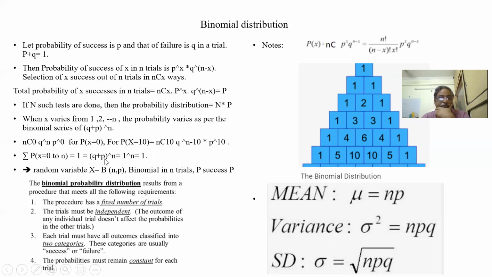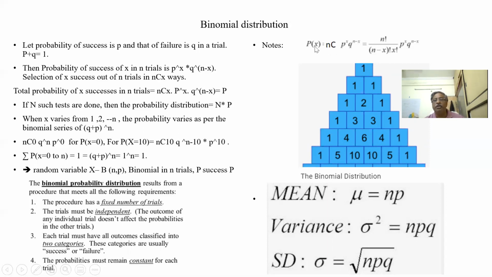2 factors. The probabilities must remain constant for each trial. So the P is constant. P cannot vary in this trial. I get P to the power of x. If P is varying, first time P1, second time P2, third time P3, then I have to multiply P1, P2, P3 like that. But P is assumed as constant. So P constant means Q also constant, 1 minus P is Q, also constant. So this is my binomial distribution.